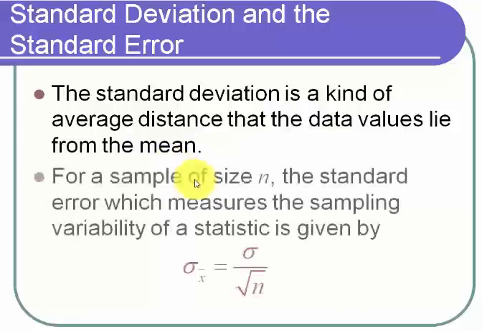The standard error, on the other hand, is also very important, but it's something that we're going to spend a lot of time later on talking about. So today I'm just going to briefly say it, just to say that you've seen it once. So for a sample size of size n, the standard error, which measures the sampling variability of a statistic, is given by sigma sub x bar is equal to sigma divided by the square root of n. So again, just so you've seen it once, when we get to talk about this in a few weeks from now, you'll have seen it, and then we'll talk about it in detail and really go over what it means.